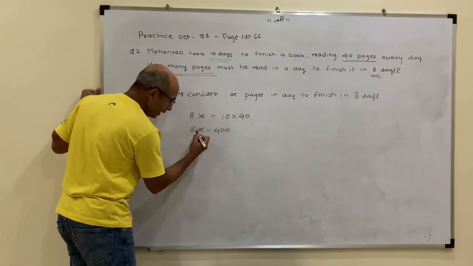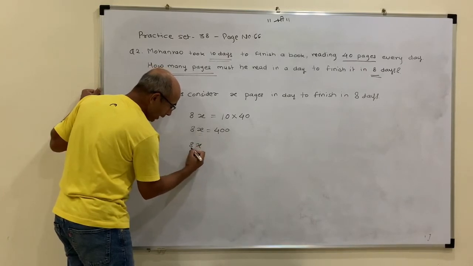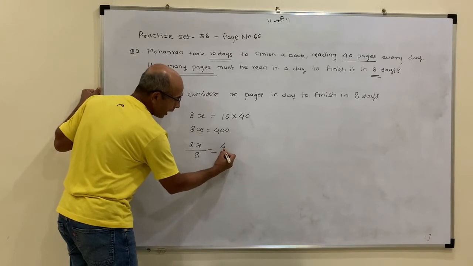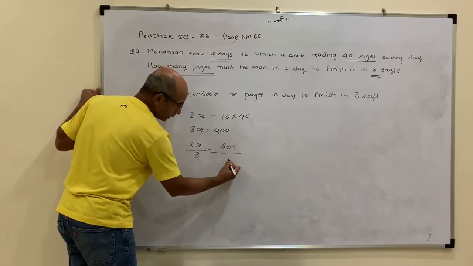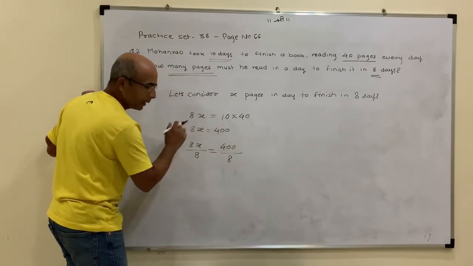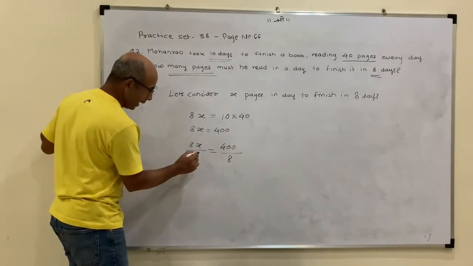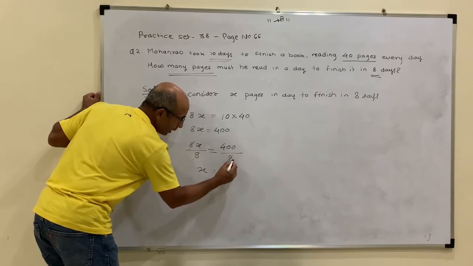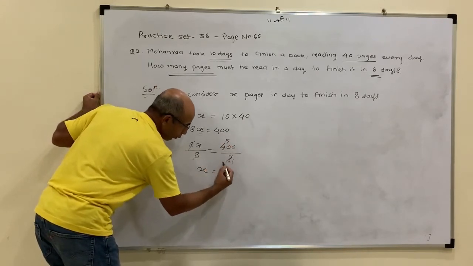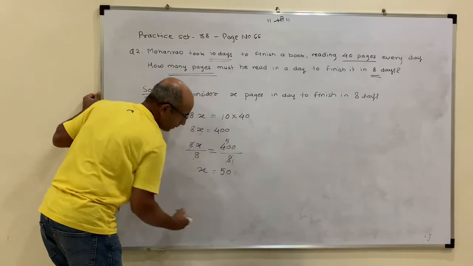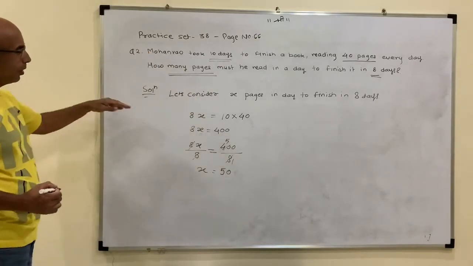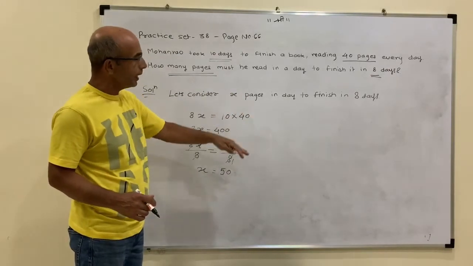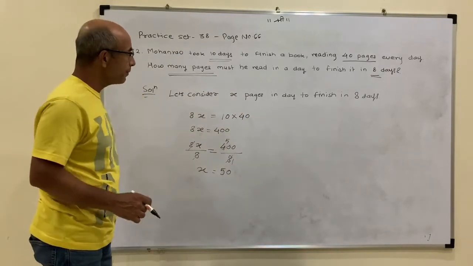Now to isolate this x, I'll divide the left hand side by 8, and I have to do the same operation on the right hand side to maintain the equality. So this 8 is gone, x equals 400 divided by 8: 8 5s are 40, so it's 50. So Mohan Rao needs to read 50 pages every day to finish the same book in 8 days.